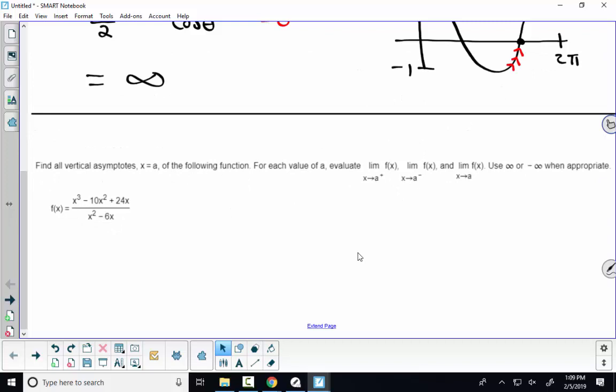So we're given this function, and we want to find where all the vertical asymptotes are. For each value of a is where we have a vertical asymptote. And for each vertical asymptote, we want to evaluate the one-sided limit and the two-sided limit.